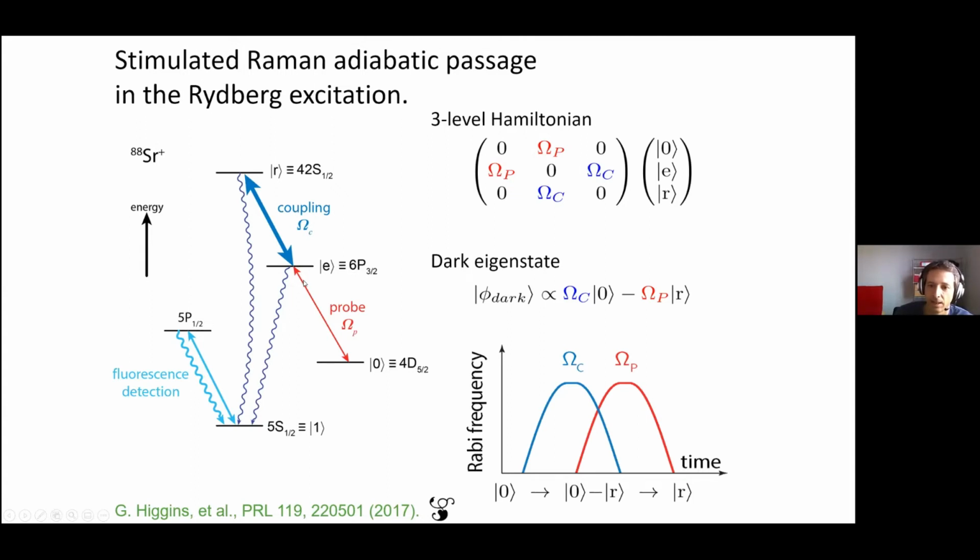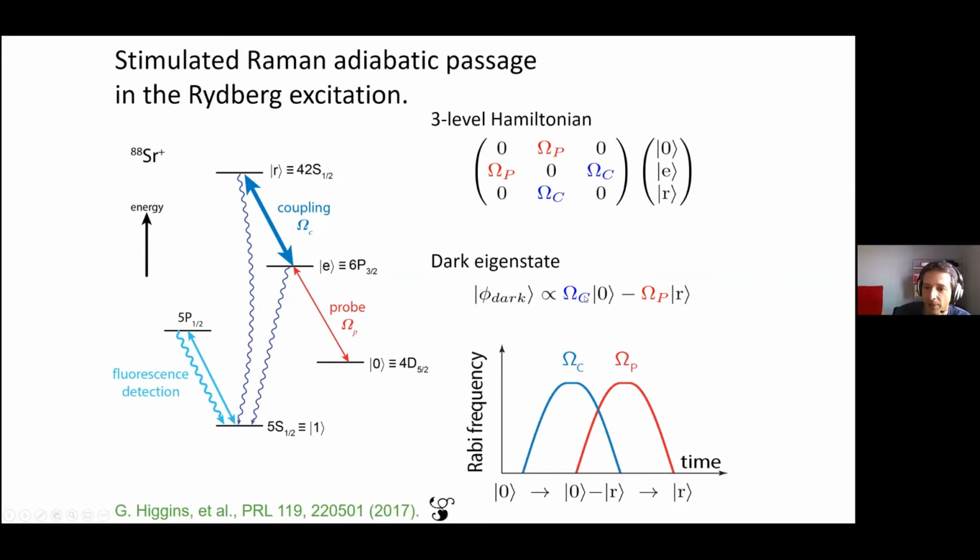If you then calculate eigenstates, similar to what I explained yesterday, you get one dark eigenstate. We call it dark because it doesn't contain the intermediate level. So it's a superposition only of the initial state and the Rydberg level, which lives for a relatively long time.